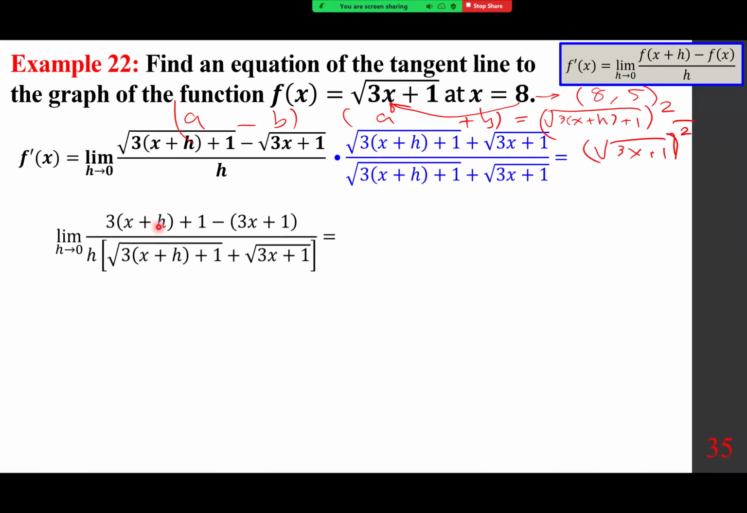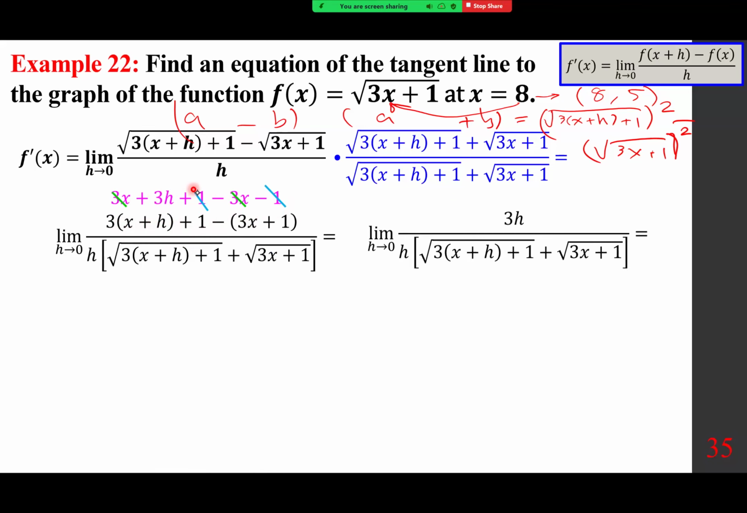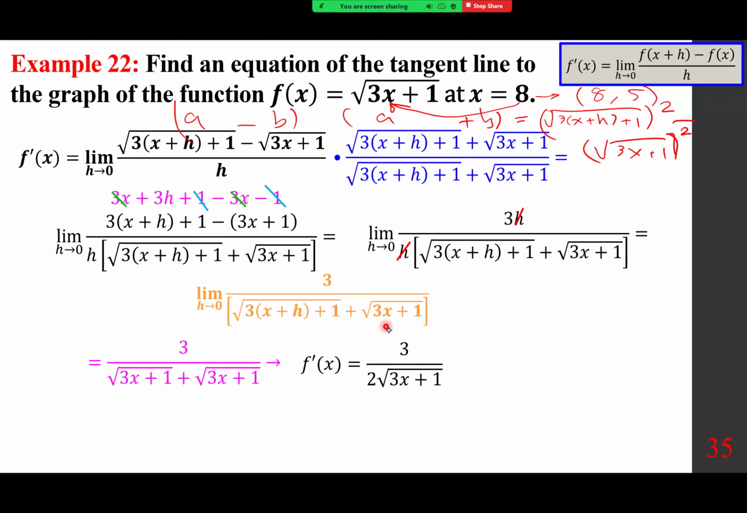We're going to distribute. We get 3x plus 3h plus 1 minus 3x minus 1. And so what happens, you notice 3x and minus 3x cancel each other. 1 and negative 1 cancel each other. The numerator is left with 3h. And that's a good thing because h and h cancel each other. And here's the limit. Now, what happens if I plug in 0? This becomes identical to this. And so f prime is 3 over 2 square root of 3x plus 1.